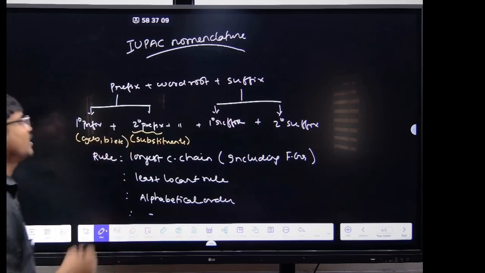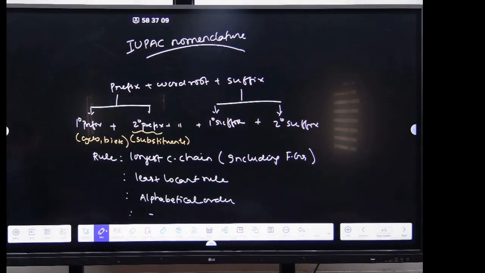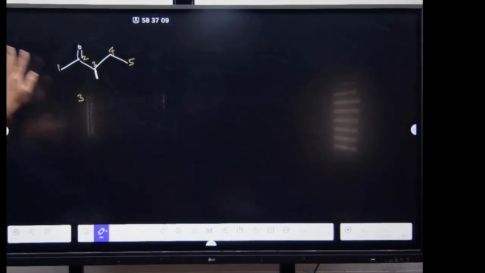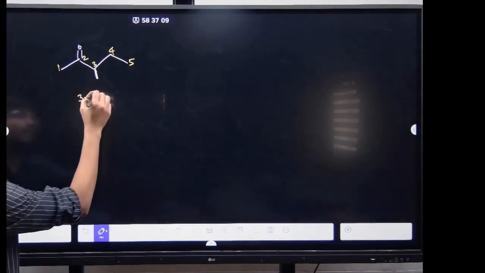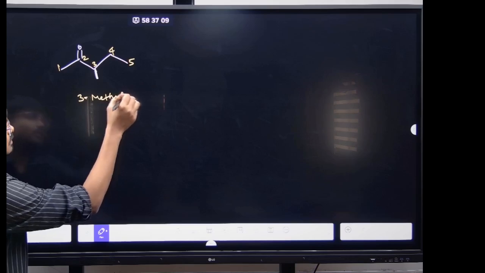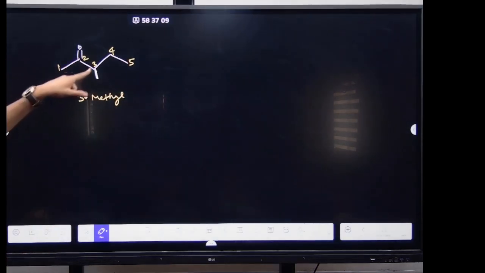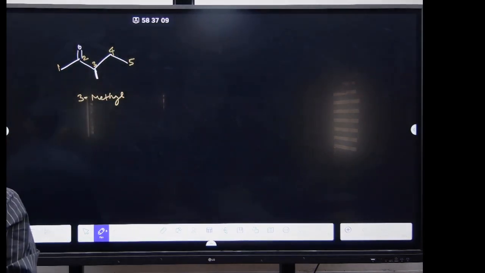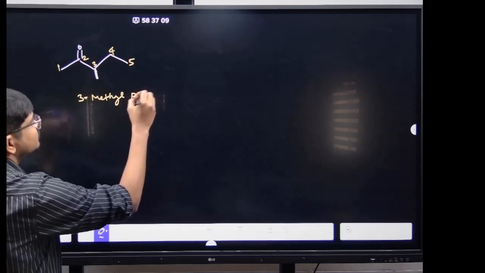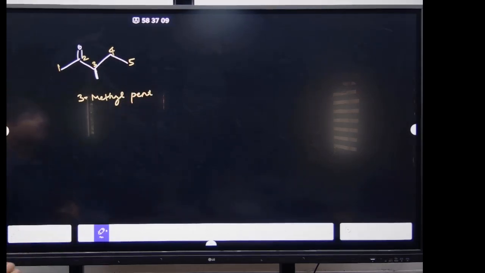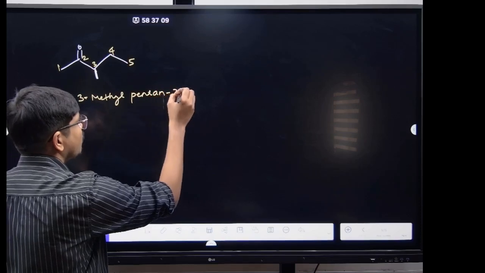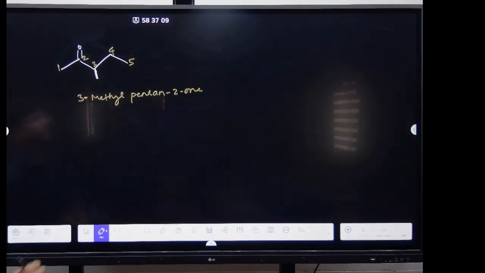These things come under primary prefixes. Got it? So the name will be 3 methyl. Now 1, 2, 3, 4 and 5 means what? Pent. The word root will be pent, so I can write here pent-1. This is pent-2-one. So this will be 3-methylpentan-2-one.